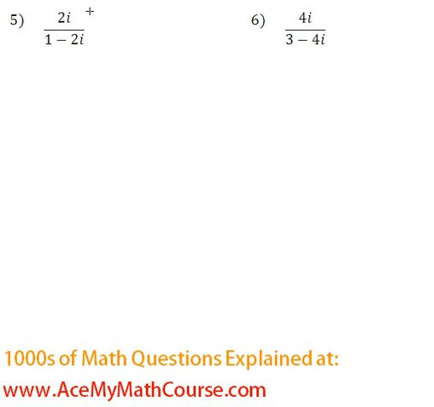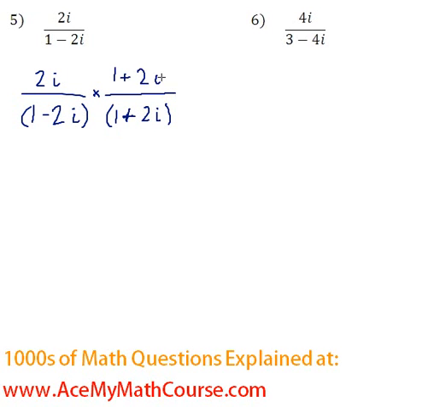So rationalize 2i over 1 minus 2i. To rationalize this type of fraction, what we're going to have to do is multiply it by the conjugate. And the conjugate of this would be 1 plus 2i. So if I put the 1 plus 2i on the bottom, I will have to put it up top as well.